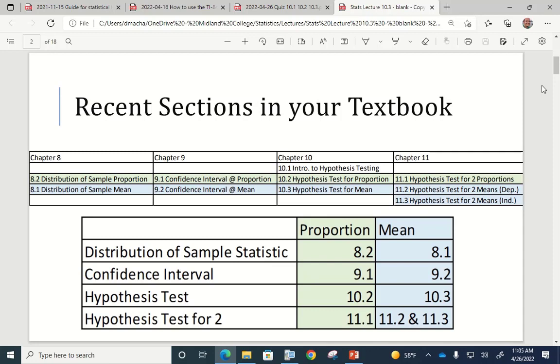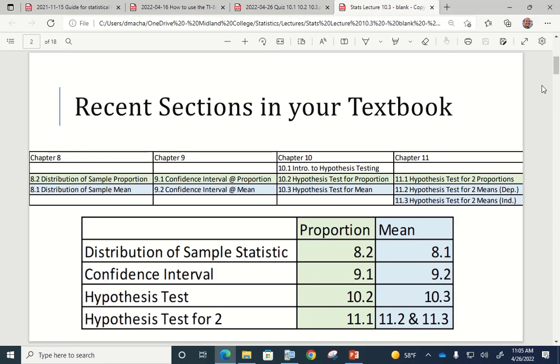And you probably noticed this, but in chapter 8, we're talking about the distribution of the sample mean and the distribution of the sample proportion. And those concepts really aren't that important on their own, but they're sort of fundamental to what we're doing in chapters 9, 10, and 11.